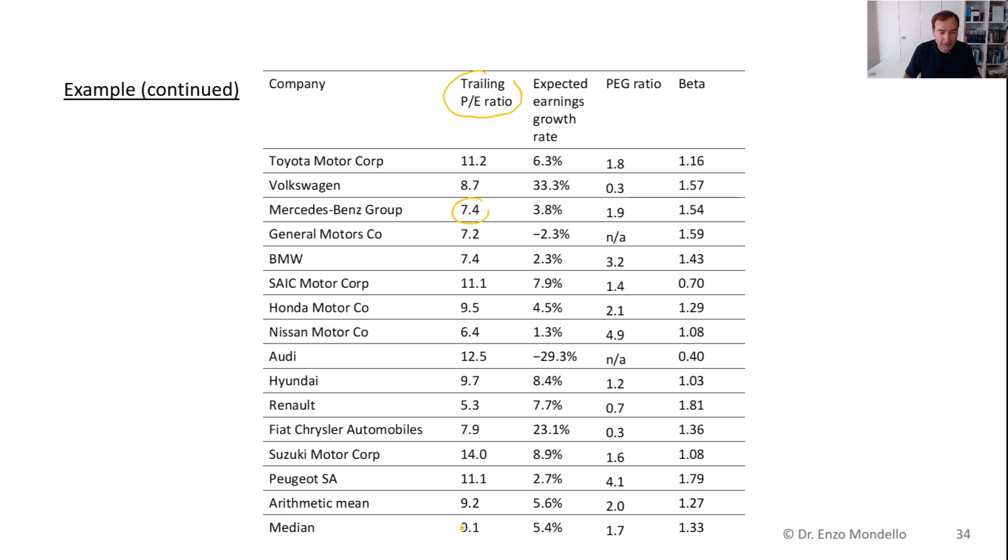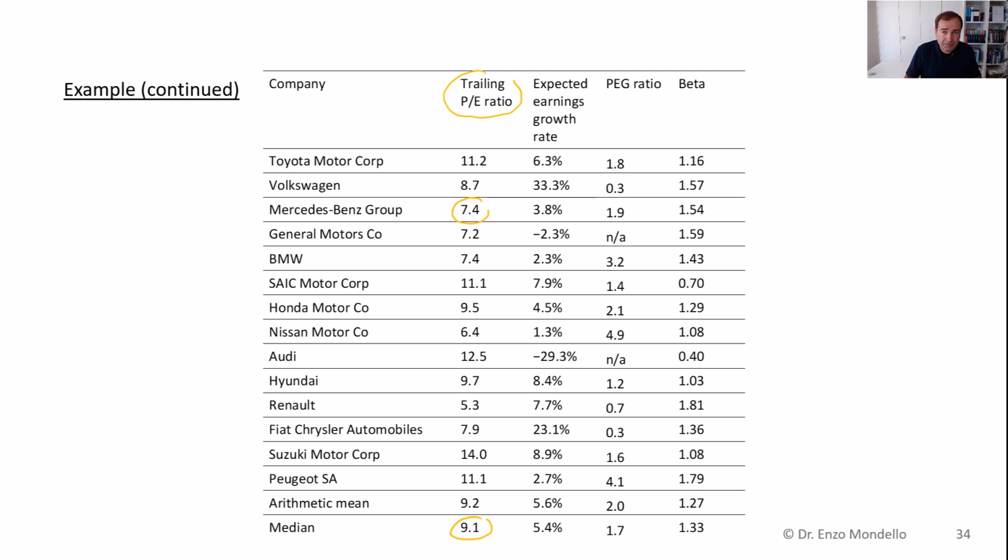And we see as well that the median has a trailing PE ratio of 9.1. So the benchmark, the peer companies operating in the automobile industry, have an average trailing PE ratio, measured with the median, of 9.1. Now, if you compare the trailing PE ratio of the Mercedes-Benz Group stock with that of the median of the industry, then we can conclude that the Mercedes-Benz Group stock appears to be undervalued.